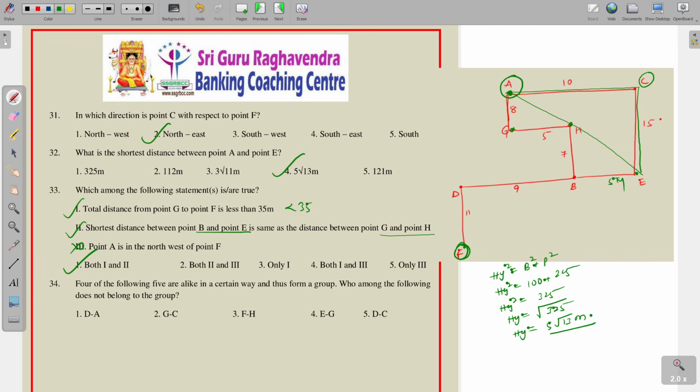And next, 4 of the following 5 are alike in a certain way and thus form a group. Which among the following does not belong to the group? See, first one, D and A. D here and A here, A is the northeast of D. Next, G and C. C here and G here, C is the northeast of G. And next, F and H. H here and F here, H is also northeast of F. Next, E and G. E here and G here, but G is the northwest of E. This one is the odd one out.